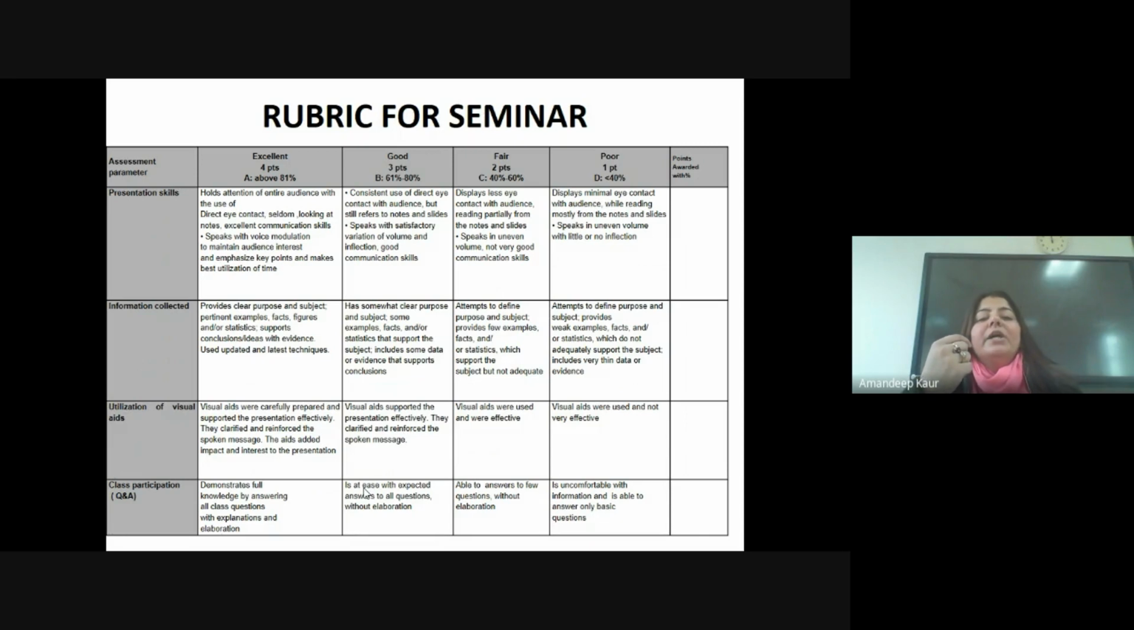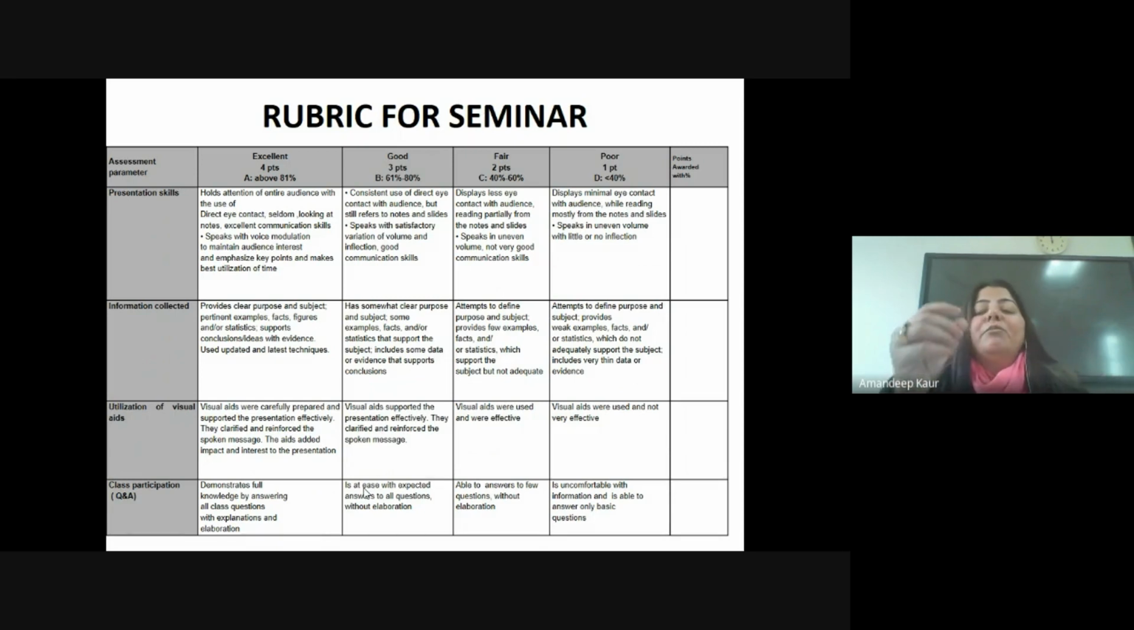In an analytical kind of rubric sheet, when we say presentation skill, take the content on the PowerPoint presentation. At the excellent level, the presentation skill holds the attention of the entire audience with the use of direct eye contact, seldom looking at notes, and is excellent in terms of communication skills. The presenter speaks with voice modulation to maintain the audience's interest, emphasizes key points, and makes the best utilization of the time. So when we say excellent, these are the different expectations a faculty may have from the student presentation.